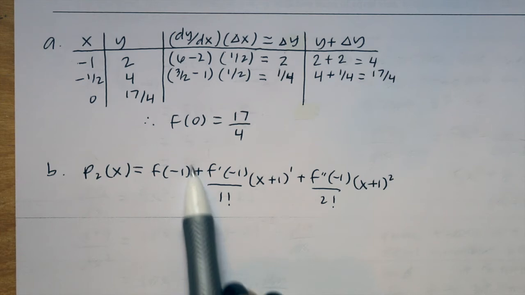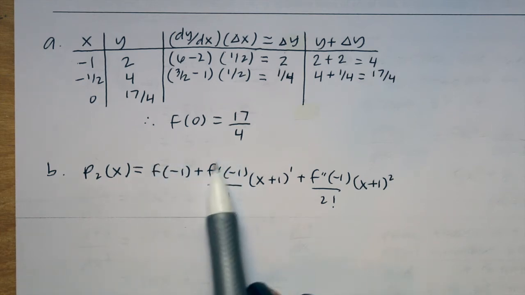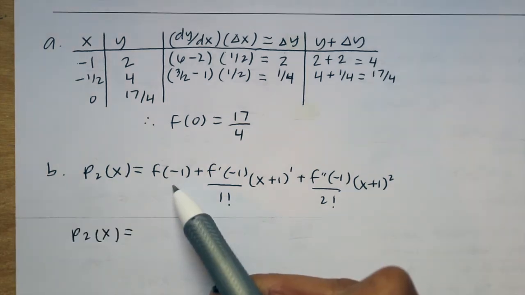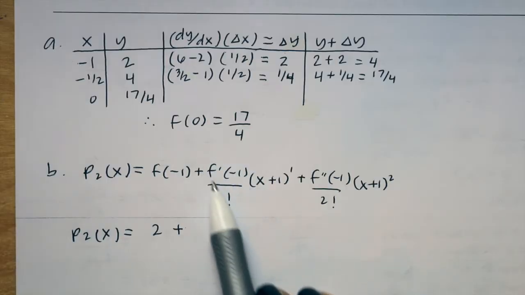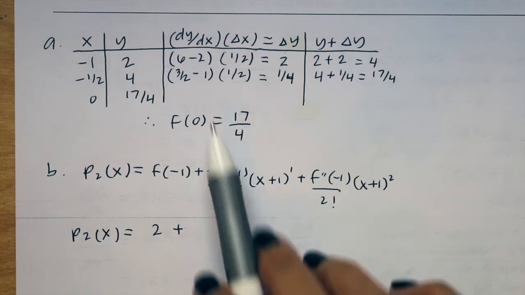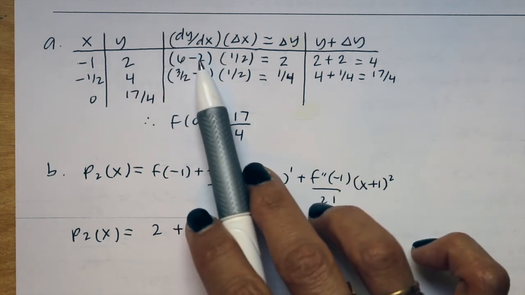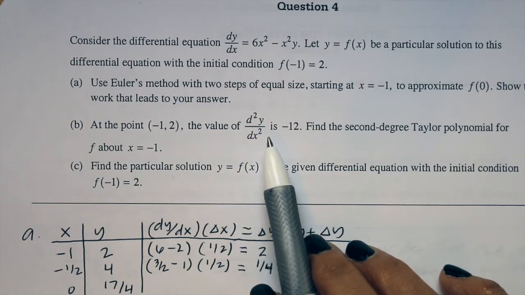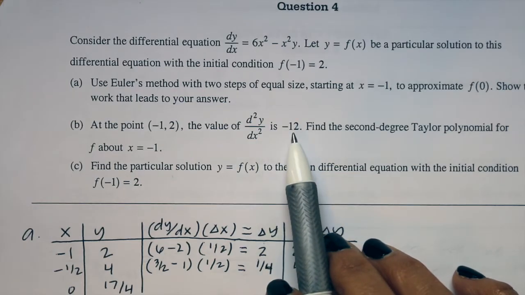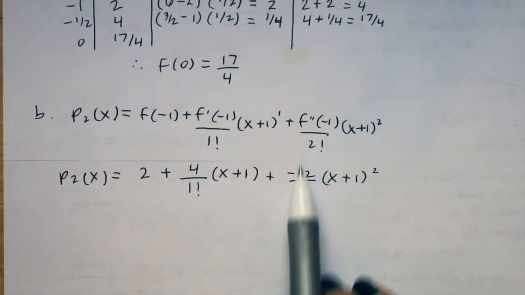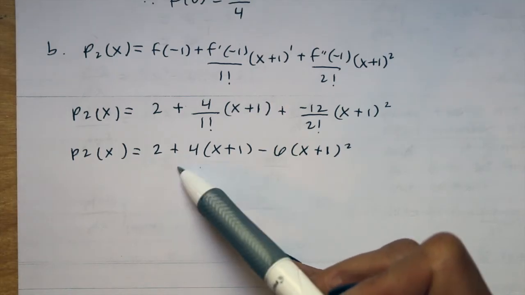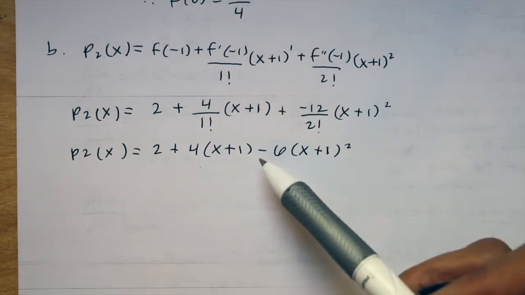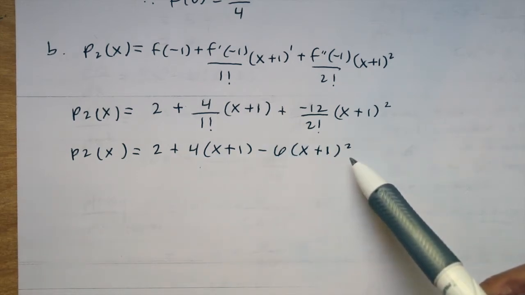And at this point, we want to plug in our values for f of negative 1, f prime of negative 1, and f double prime of negative 1. F of negative 1 is given, and it's equal to 2. We already found f prime of negative 1 in part A, and that's going to be right here, 6 minus 2 is 4. And we're given the second derivative of f at negative 1. The second derivative is given as negative 12. Last step, go ahead and simplify these expressions right here. So our second degree Taylor polynomial is going to be 2 plus 4 times the quantity x plus 1 minus 6 times the quantity x plus 1 squared.